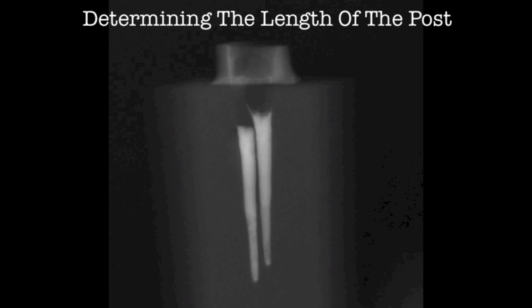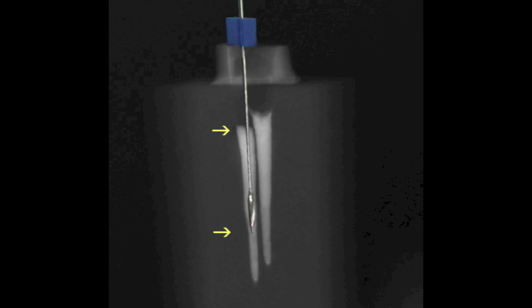We choose the straightest and the largest canal, which is the buccal in this case. Determining the length of the post: the post length should be 2/3 the length of the root canal. It is also very important to leave at least 4 mm of gutta-percha apically to maintain the apical seal.